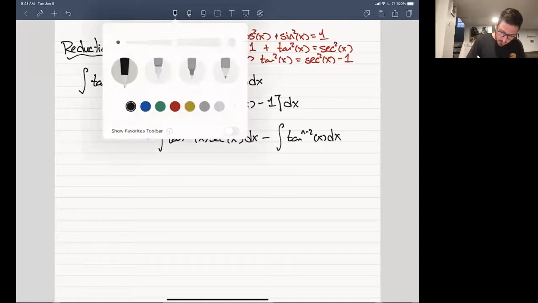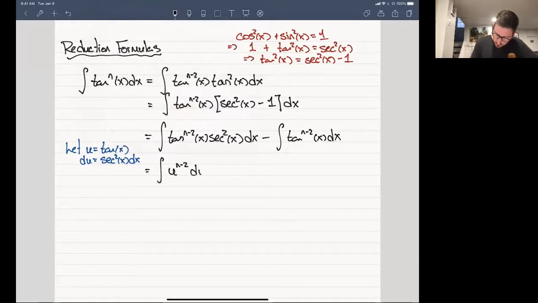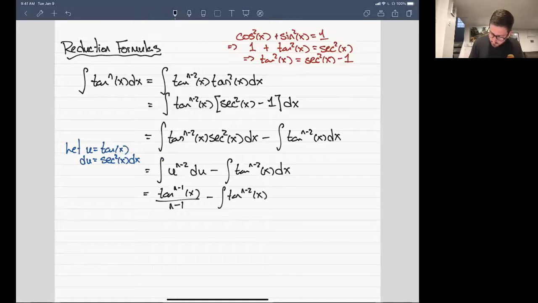The other piece of this is quite nice because we have tan to the power of n minus 2, and we have secant squared, which is the derivative of tan. So if you let u equal to tan of x here, you get du is equal to secant squared of x dx. And so that first integral now becomes the integral of u to the power of n minus 2 du minus the integral of tan to the n minus 2 dx. And so I'll do this all in one step. The integral here is u to the n minus 1 over n minus 1. I'm going to substitute back for tan. So I get tan to the n minus 1 of x divided by n minus 1 minus the integral of tan to the n minus 2 of x dx.